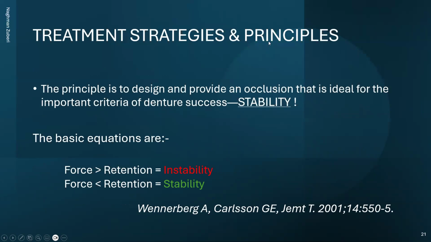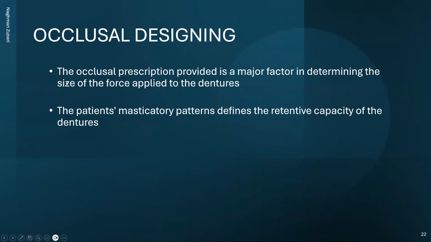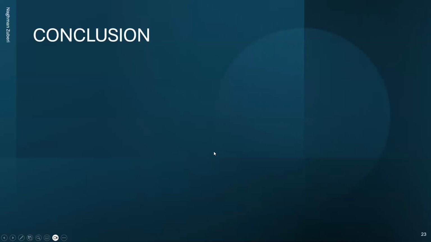So the treatment strategies and principles: the principle is to design and provide an occlusion that is ideal for the important criterion of denture success, that is stability. The basic equations are: when the force is greater than retention, there will be instability. When the force is less than the retention, there will be stability. Occlusal designing: the occlusal prescription provided is a major factor in determining the size of the force applied to the dentures. The patient's masticatory pattern defines the retentive capacity of the dentures.